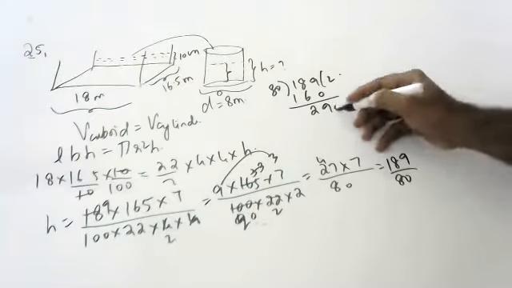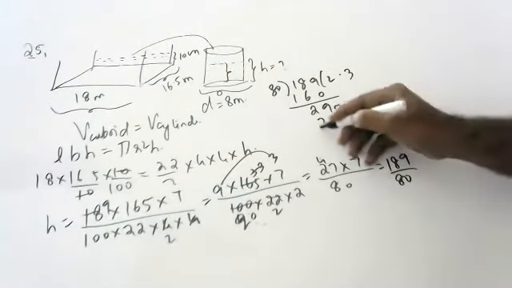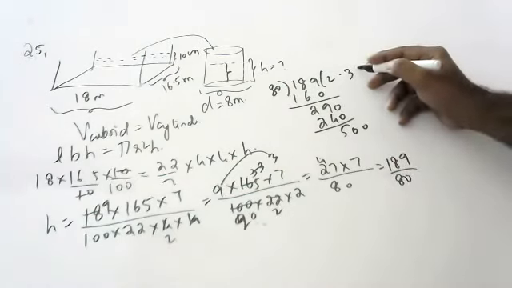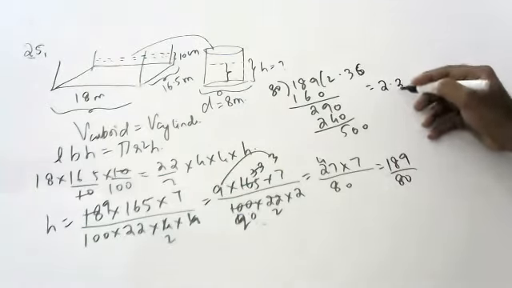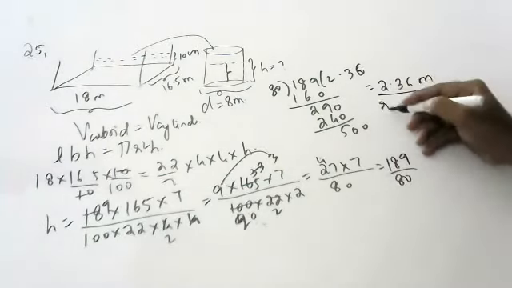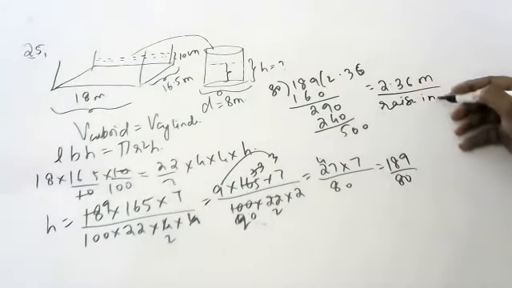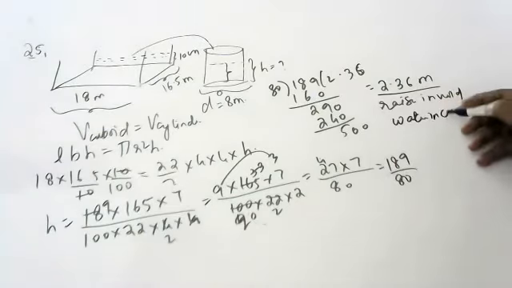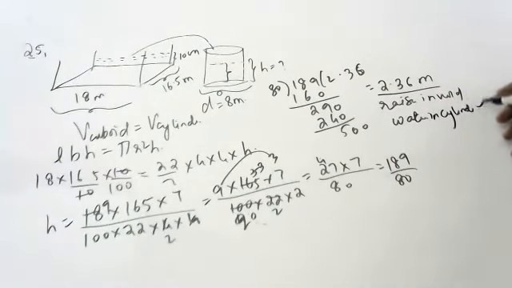Okay, how much do you get? 2.36. So 8 7s are 56, 8 5s are 40, 8 6s are 48. So 2.36 meters will be the rise in the level of water in the cylinder. In the cylinder, how much is the rise? 2.36 meters. This is the rise in the level of water in the cylinder.